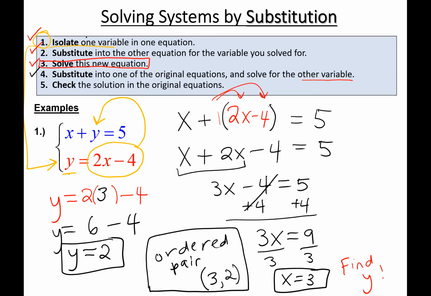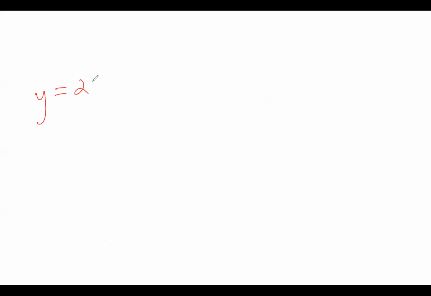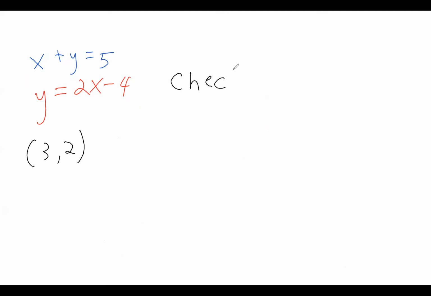The very last step is to check our answer. So we're going to check the solution in the original equations. Okay, so we're going to check in both equations. I'm going to take us to a blank screen to do that. Okay, so we're about to check. So we had y equals 2x minus 4, and the first equation we had was x plus y equals 5. And let's see, the solution that we got is (3, 2). Okay, so we need to check both equations.